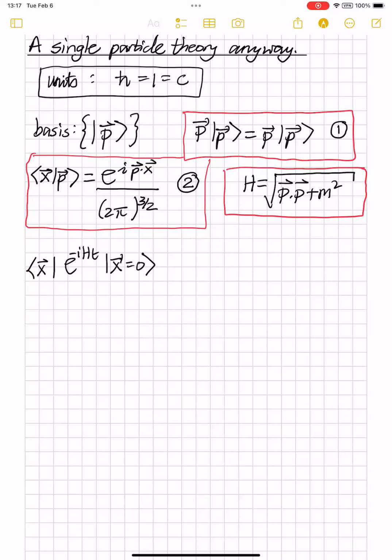So we project the state onto ket vector x. This is the probability that we release the particle from x is equal to 0. We let it evolve for a time t. And after it's evolved for a time t, we work out what's the probability amplitude for it to be detected at position x. So this is what we want to evaluate.